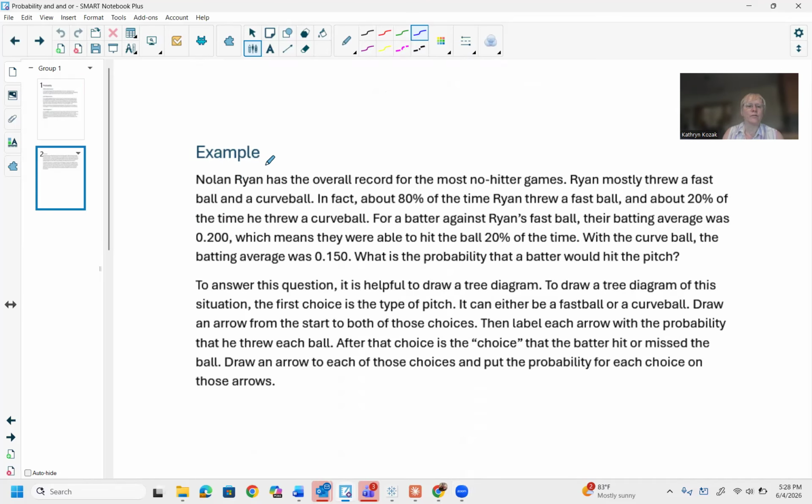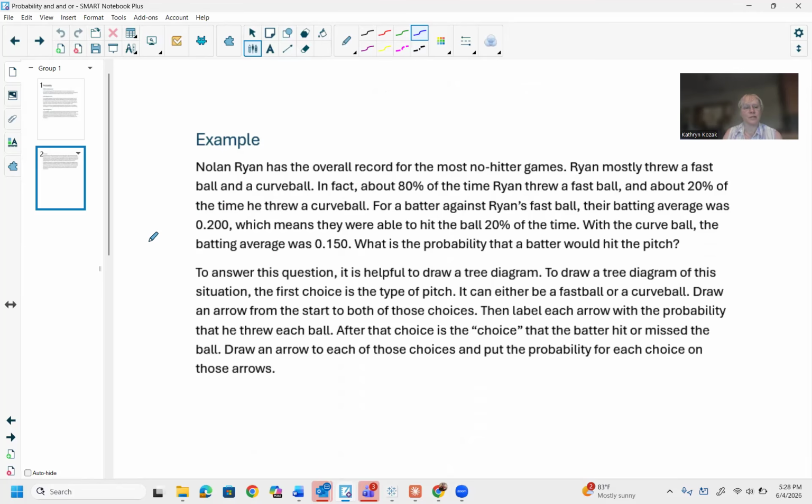So Nolan Ryan has an overall record for the most no-hit games. Ryan mostly threw a fastball and a curveball. In fact, 80% of the time, Ryan threw a fastball, and about 20% of the time, he threw a curveball. For a batter against Ryan's fastball, their batting average was .200, or 200, which means that they would hit the ball 20% of the time. With the curveball, the batting average was .150, which is a probability. What is the probability that a batter would hit the pitch?